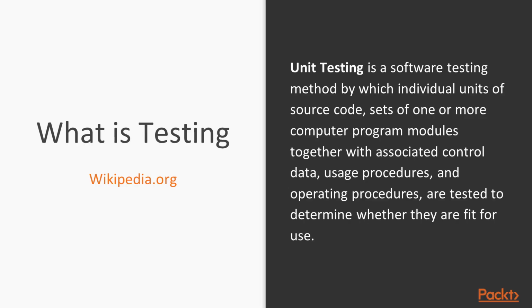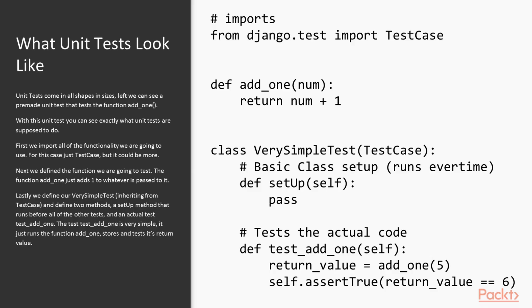So what is testing? According to Wikipedia, unit testing is a software testing method by which individual units of source code, sets of one or more computer program modules, together with associated control data, usage procedures, and operating procedures are tested to determine whether or not they are fit for use. To summarize the Wikipedia article, unit testing is essentially writing very simple code that runs code you've already written.